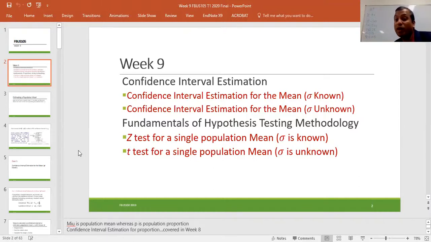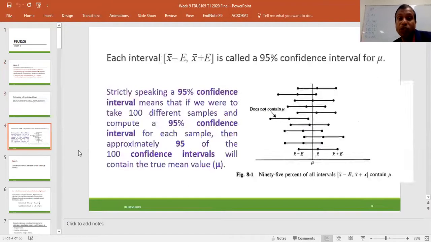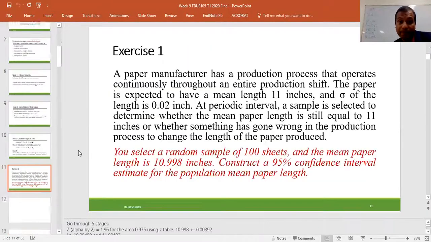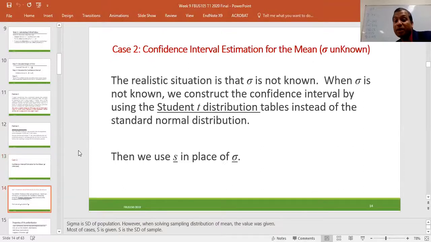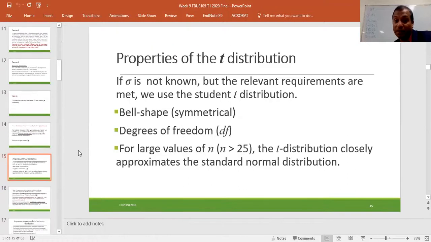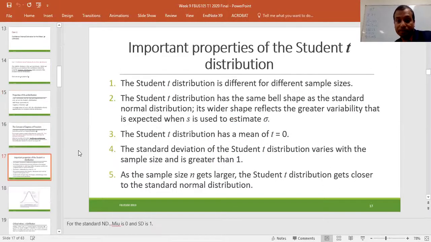So when you have sigma unknown, let's go through that. Yes, the second case: confidence interval estimation for the mean, sigma unknown. Instead of sigma, we use capital S in its place. Everything will be the same. The sample has to be n greater than 25, or maybe the t distribution closely.